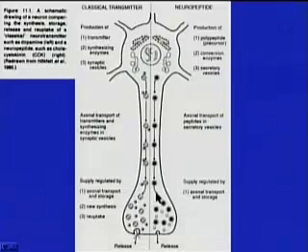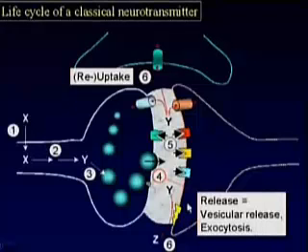Let's now focus on the life cycle of a neurotransmitter at the terminal, and then on occasion compare that with that of a peptide. They have very similar properties, as we will see. Thus, then, this slide is showing us the life cycle of a classical transmitter.